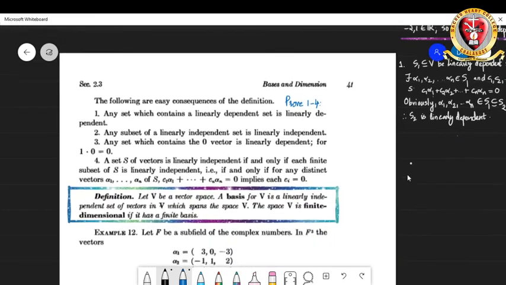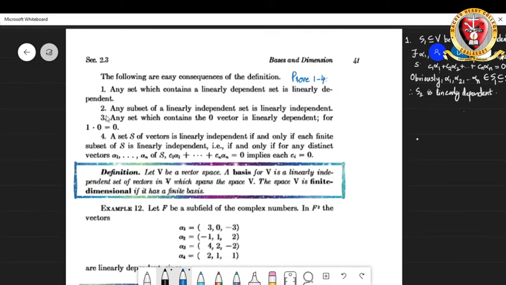So such logical reasons can make us understand that any subset of a linearly independent set is linearly independent. You have to prove this statement. The third one is that any set which contains the zero vector is linearly dependent, because 1 times 0 is always 0. So whenever 0 is a vector coming there, we get a non-zero constant coming from the non-zero scalar coming from the field F. So the third can be proved like that.